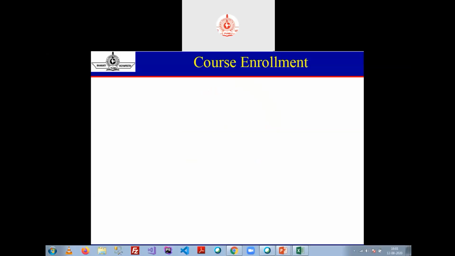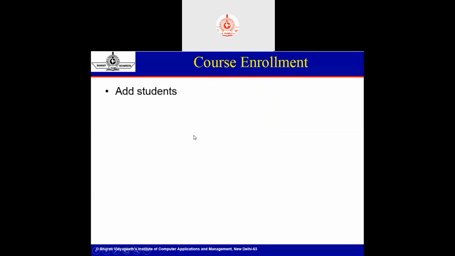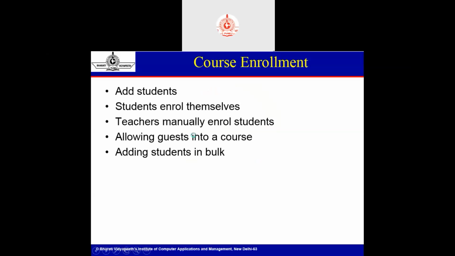Actually, the problem is this: we can define how a user can be created. After creating a user or after a user signs in to our system, the user or student needs to enroll themselves into the course. So course enrollment defines that a user, a student, can be added into a given course.